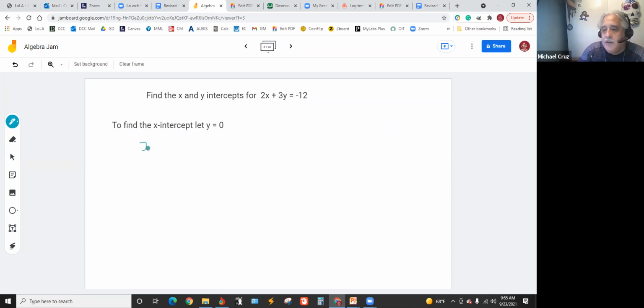All right, so 2x plus 3 times 0 is equal to negative 12. What you easily could have done is just write 2x is equal to negative 12, because letting y be 0 is just going to knock it out. The y terms are gone. So that's negative 6, 0.